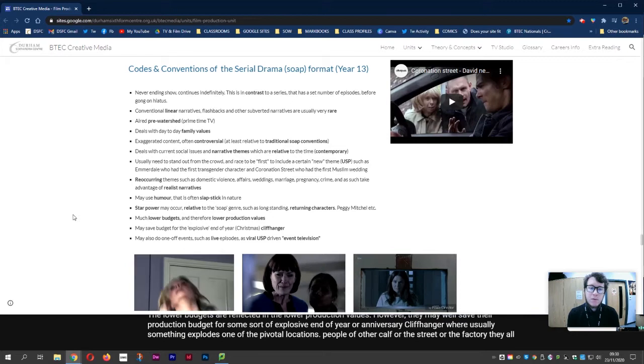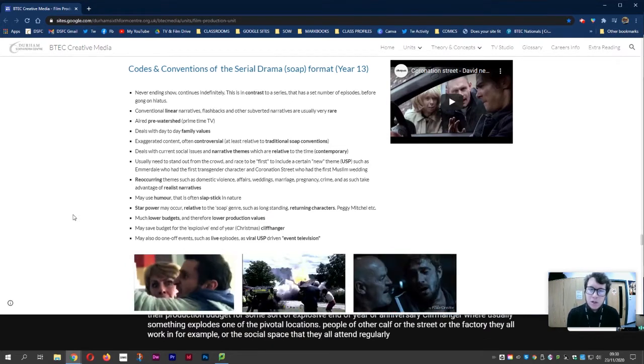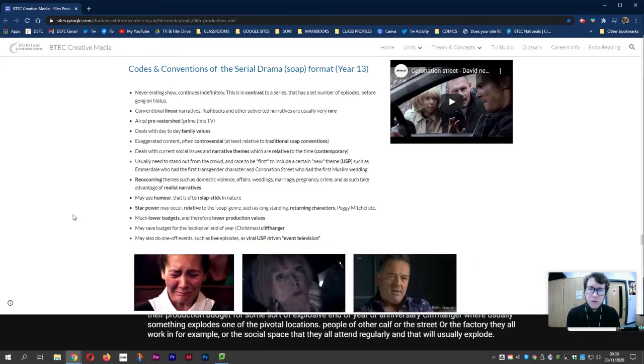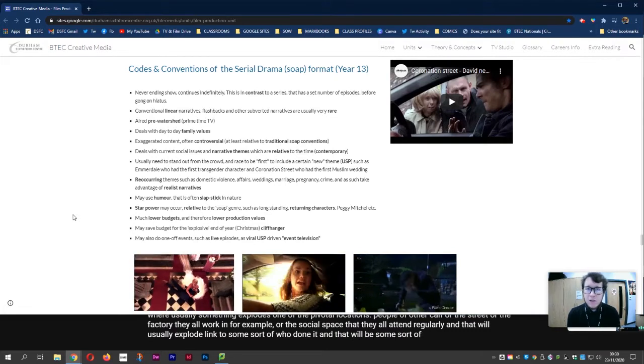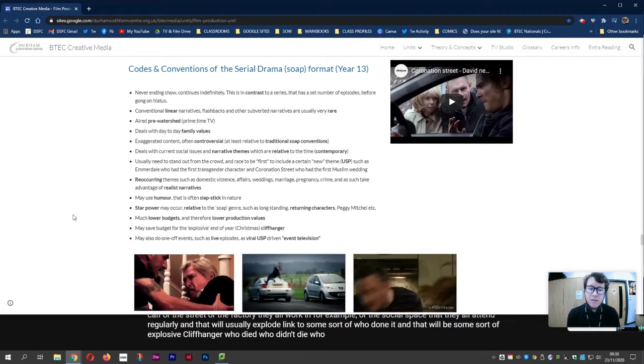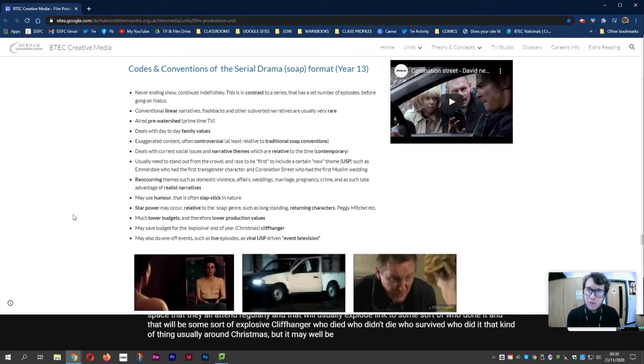One of the pivotal locations, the pub or the cafe or the street or the factory they all work in, for example, or the social space that they all attend regularly. And that will usually explode, linked to some sort of whodunit, and that will be some sort of explosive cliffhanger: who died, who didn't die, who survived, who did it, that kind of thing. Usually around Christmas, but it may well be reserved for some sort of anniversary episode.